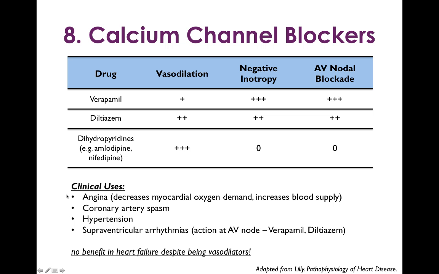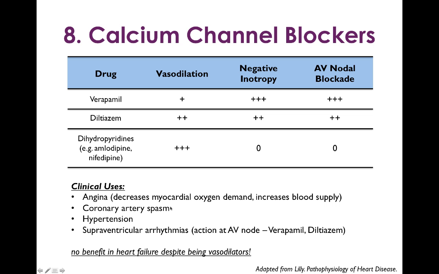The clinical uses for calcium channel blockers are listed here. So one is that it is really useful in angina because it's a vasodilator. That leads to decreased myocardial oxygen demand and increased blood supply. Rather, the vasodilation leads to increased blood supply, and the decreased myocardial oxygen demand is from the negative inotropy, although amlodipine can certainly be used for angina as well, even though it doesn't have a direct negative inotropic effect.